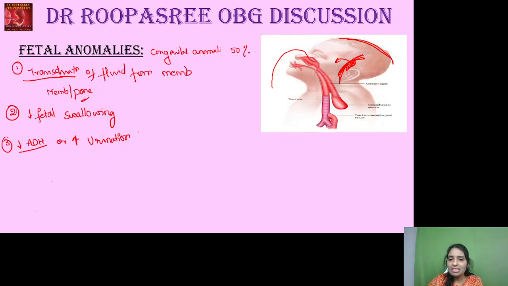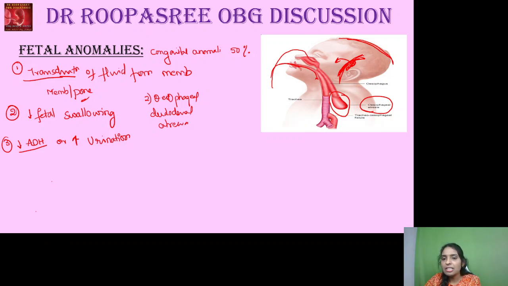Next, second is esophageal atresia. Here the baby should swallow the fluid, but because of esophageal atresia or duodenal atresia, this is the second condition. There is no swallowing there, so it results in excess accumulation of fluid.